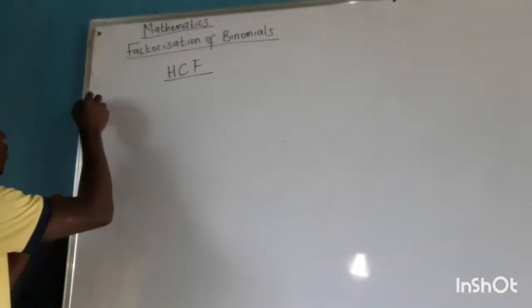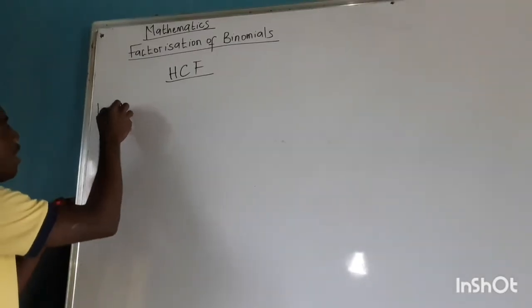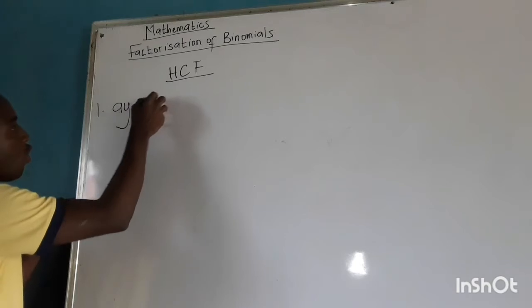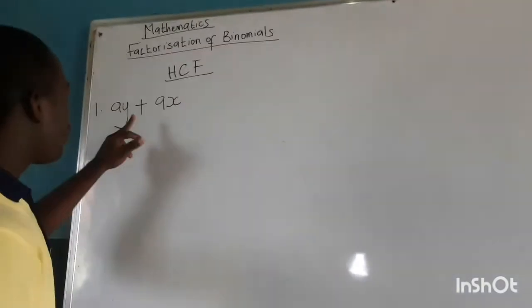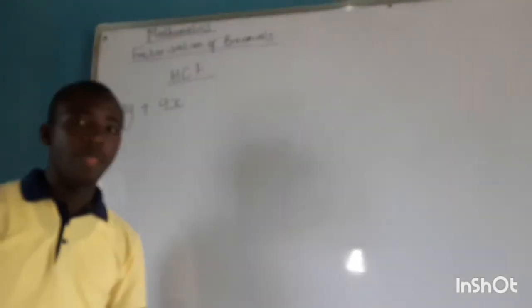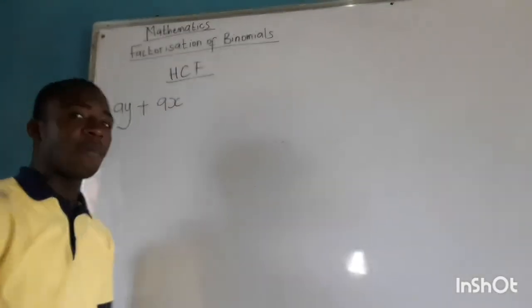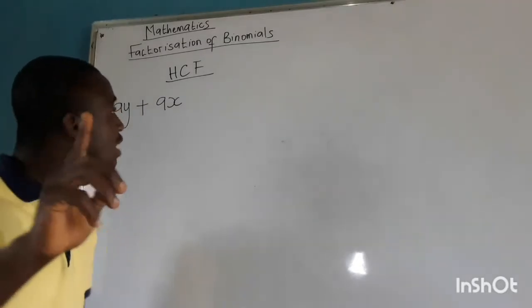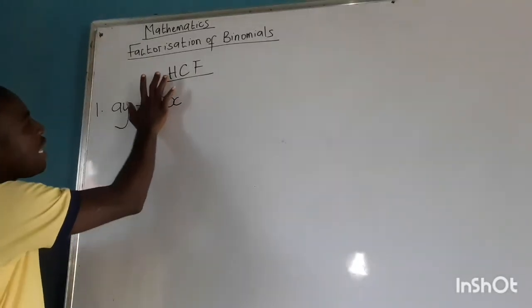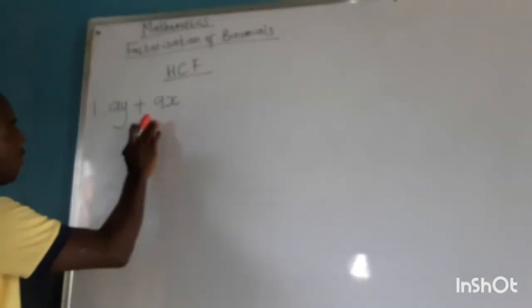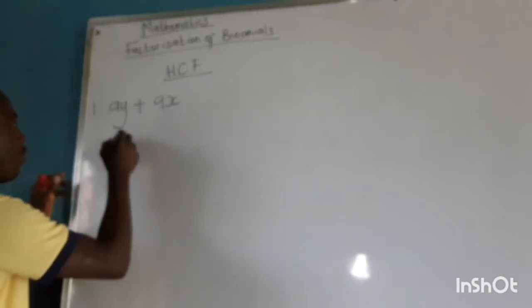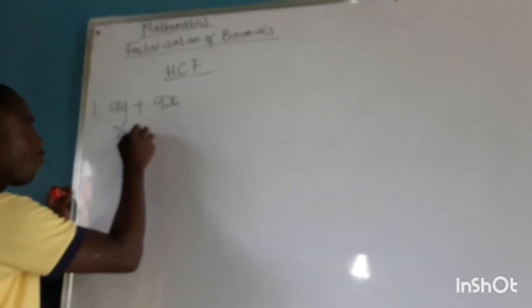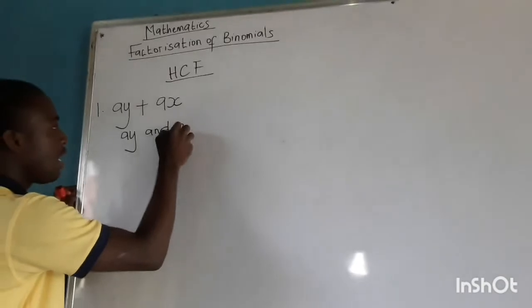We go start with only letters first. So if I get AY plus AX, and they say make I factorize them, before I go factorize, it is very important for me to know wetin be the HCF first. So with this in mind, we will go into HCF. So wetin be HCF of AY and AX?